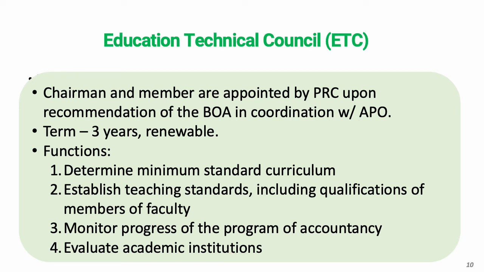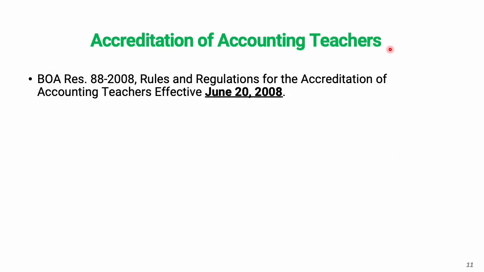Now, in relation to the BOA's role and function in monitoring the accountancy program of different schools, colleges, and universities, there is what we call accreditation of accounting teachers, which is a requirement set forth by the BOA in their Resolution 88-2008. It provides the rules and regulations for the accreditation of accounting teachers, which became effective starting June 20, 2008. Meaning, if you want to teach in the accountancy program of schools and universities, you have to apply for accreditation with the Board of Accountancy.